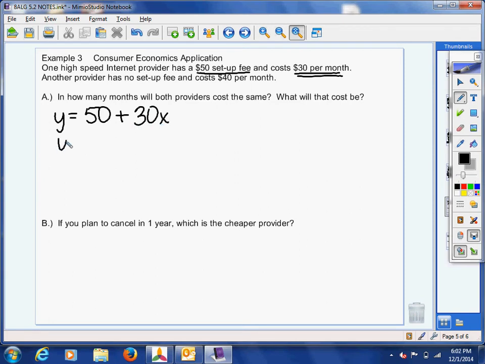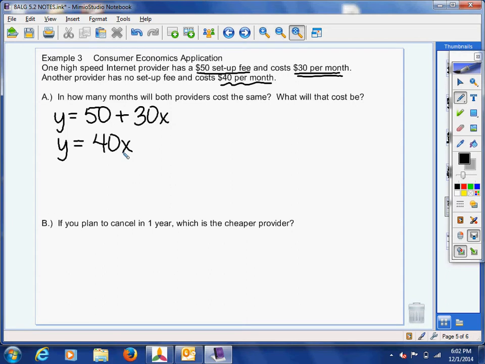Now let's look at the second provider. The second provider doesn't have a setup fee. So you can write 0, you don't have to, but what we need to focus on is that cost of $40 per month, okay? So no setup fee, but it costs a little bit more per month. So they're both in slope-intercept form.